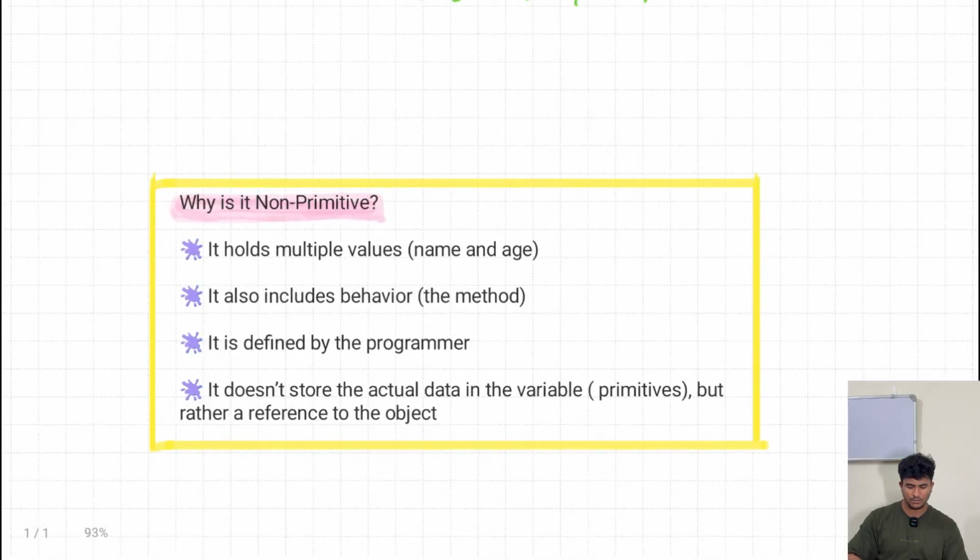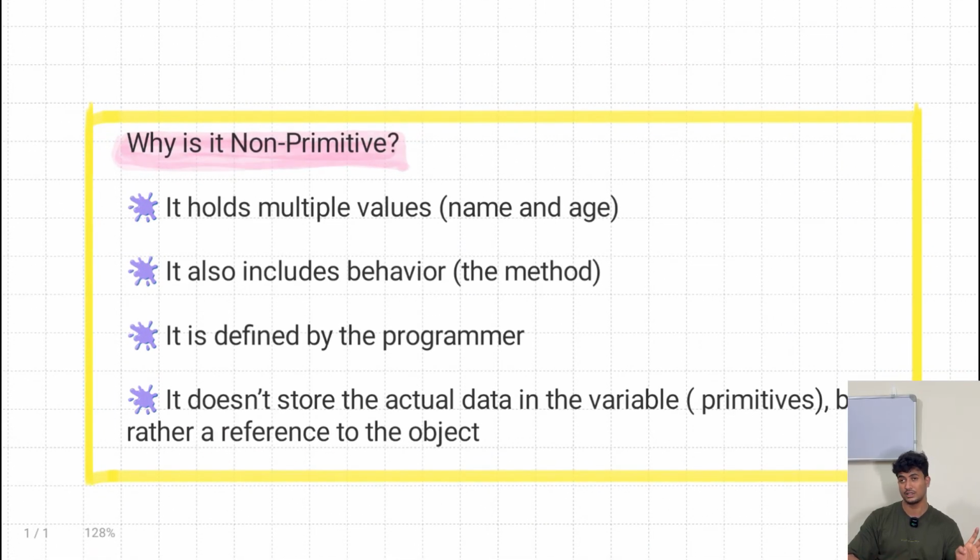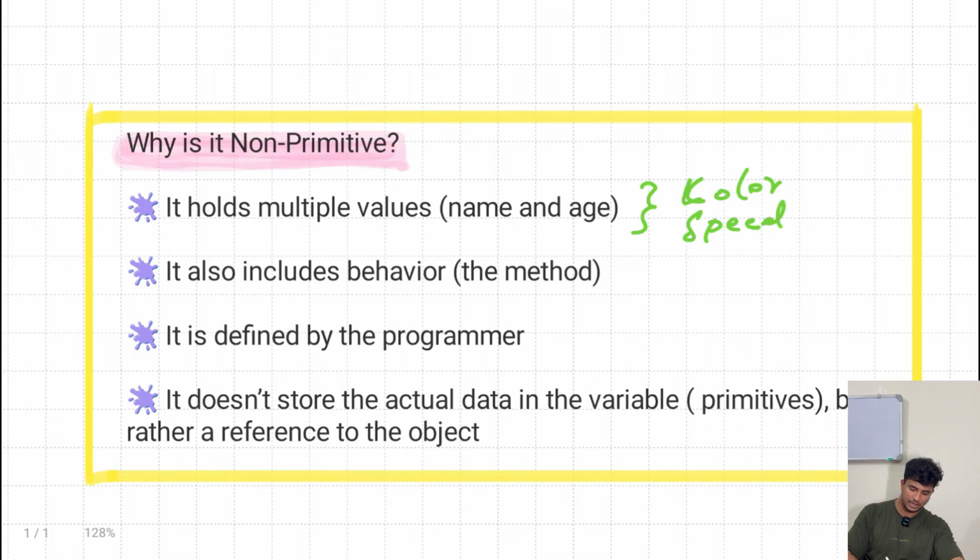So now let's go to why it is non-primitive. That question comes, right? So why is it called non-primitive? Because it holds multiple values. We have seen it takes, for example, color, speed and model. It takes different multiple values. In primitive types, we can declare only one value, done. But here I can get different non-primitive data types inside this and I can call it whenever I want.